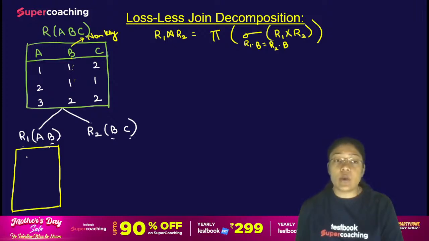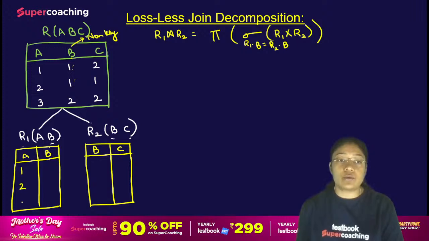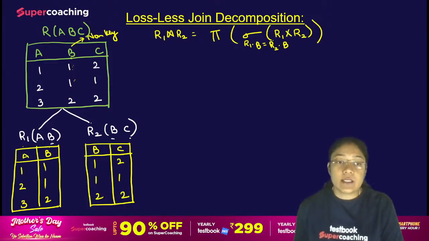We will join the same question once on the basis of the key, and in the second case we will join on the basis of the non-key, and that will give you clarity on the rules of lossy and lossless decomposition. Okay, so here we have the attributes A, B, and here we have the attributes B and C. The common attribute is the key: 1, 2, 3, 2, 1, 2. Okay, so first of all, let's perform the join.